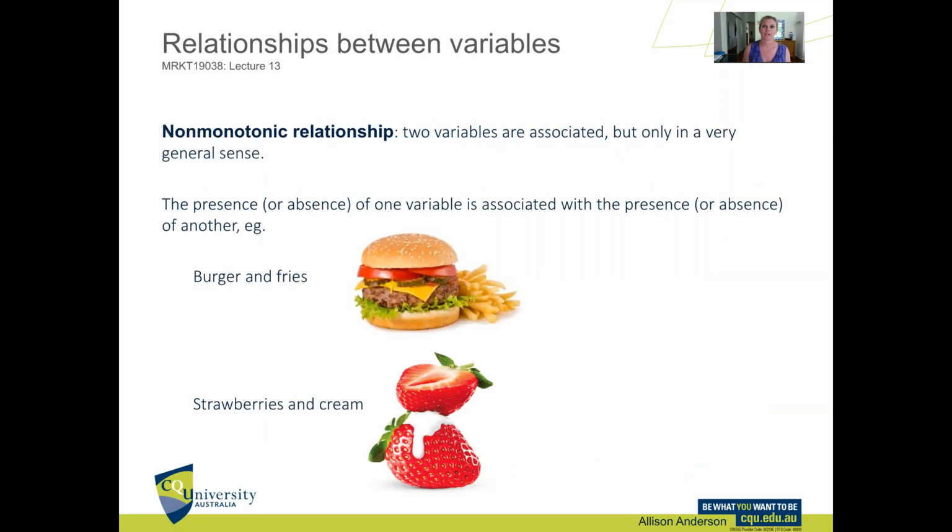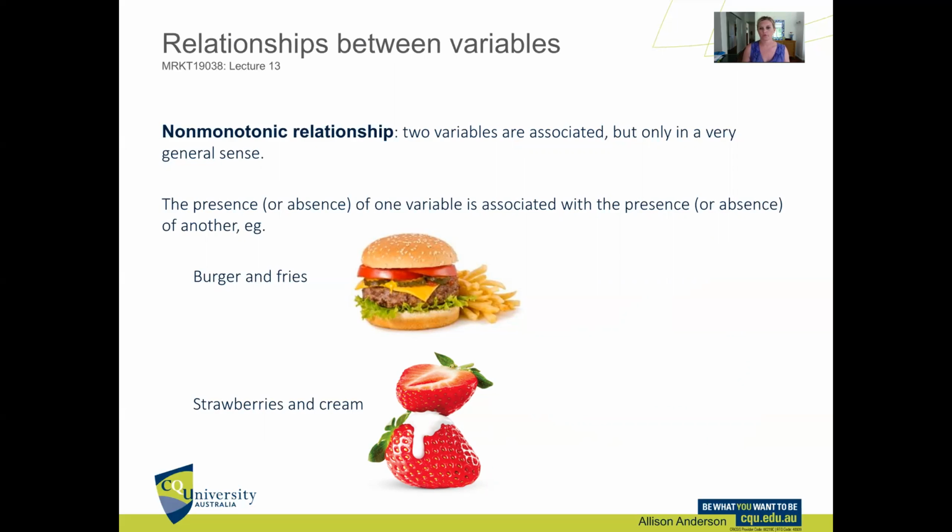All right, relationships between variables. There are non-monotonic relationships, which is where two variables are associated, but only in a very general sense. For example, the presence or absence of burgers and fries, or strawberries and cream. So the presence or absence of one variable is associated with the presence or absence of another.